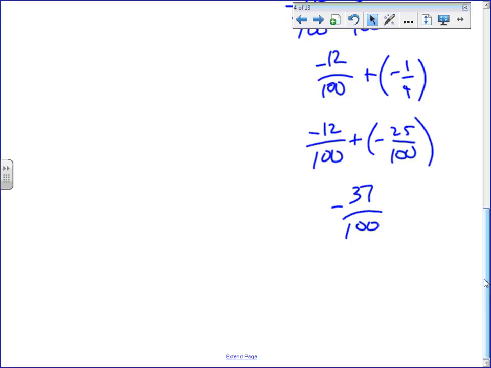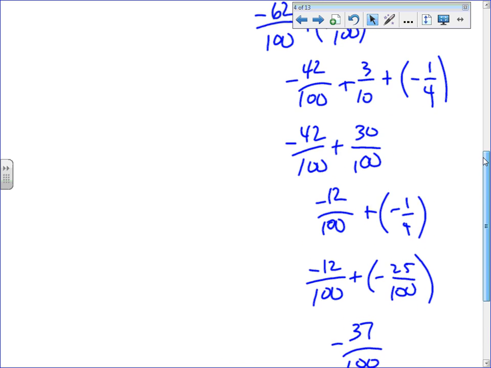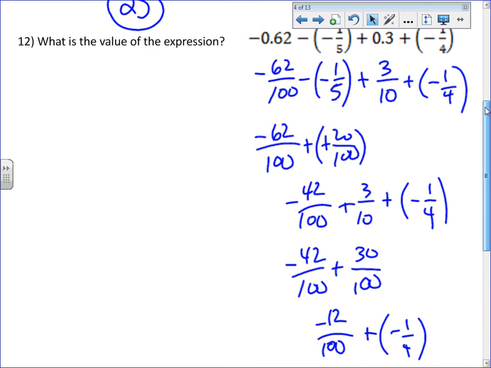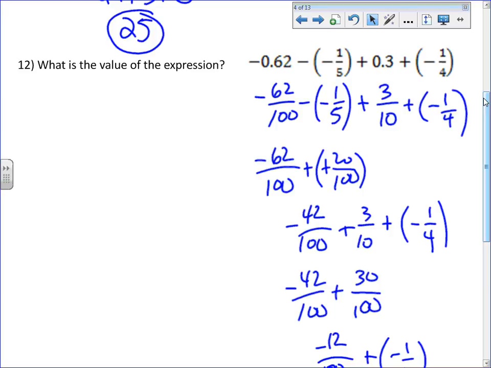So if at any point I move the screen too fast, you can just hit pause or rewind. That's the beauty of having this online. All right, the other way you could have done it is by turning the fractions into decimals. So negative 0.62 minus negative 0.2 plus 0.3 plus negative 0.25.